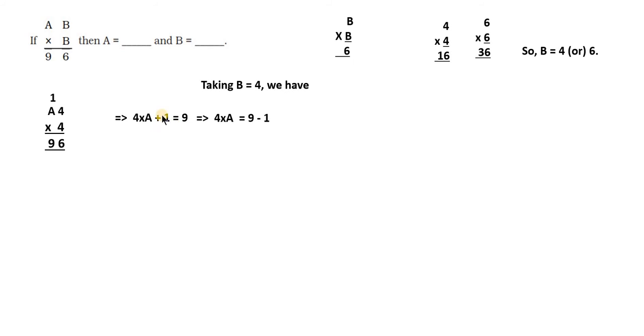So when you proceed with this, plus 1 coming to this side becomes minus 1, rules of transposing. Okay. Therefore 4A equal to 9 minus 1 equal to 8 in the next step, which implies A equal to 2. 4 2 jar 8. So A equal to 2, B equal to 4 satisfies this problem. So we have found one.